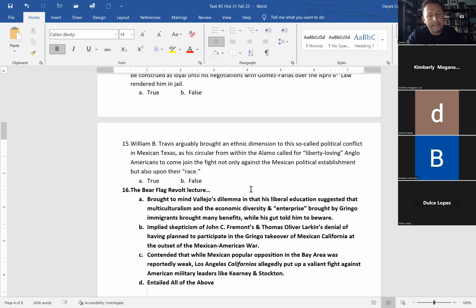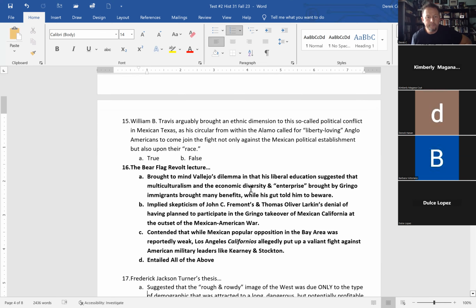Okay. B, implied skepticism or doubt of John C. Fremont's and Thomas Oliver Larkin's denial of having planned to participate in the gringo takeover of Mexican California, the Bear Flag Revolt. That is also true. And C, contended that while Mexican political opposition in the Bay Area was reportedly weak, those in Los Angeles put up a good fight. The Californios, the Mexican Americans.